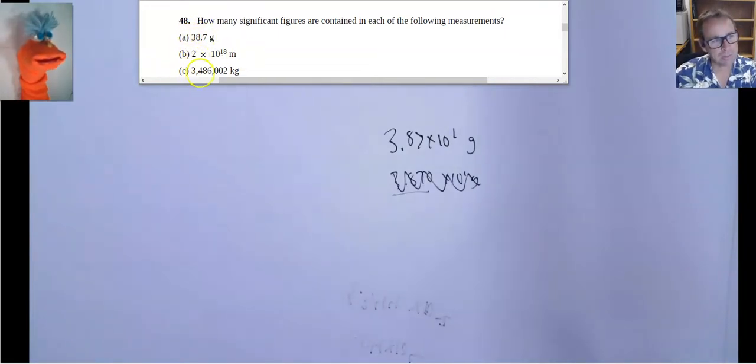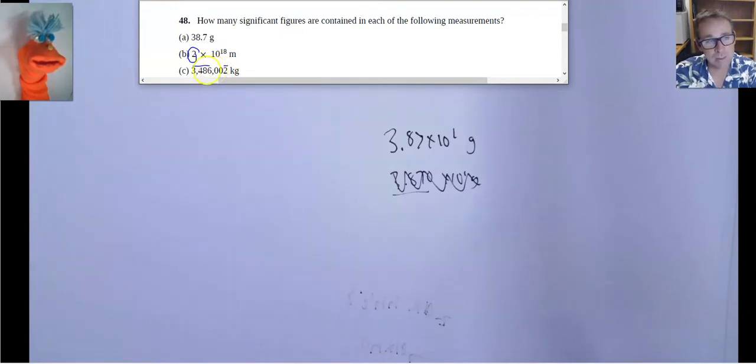How about this one? Well, there's only one value, right? So there just has to be one significant digit. Okay. So how about here? Now, is that 5 or 7? We know that there's 1, 2, 3, 4, and 5, because every number is definitely going to be a significant digit. But the zeros in between are placeholders.